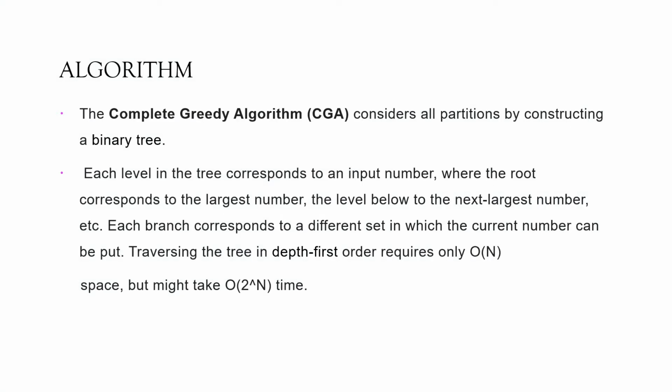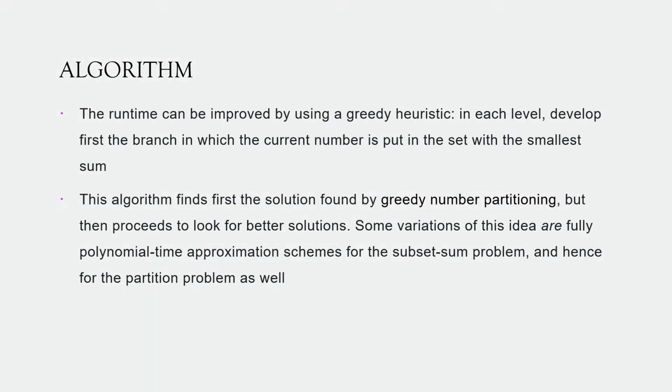While coming to the algorithm, the complete greedy algorithm considers all partitions by constructing a binary tree. Each level in the tree corresponds to an input number, where the root corresponds to the largest number, the level below the next largest number, etc. Each branch corresponds to a different set in which the current number can be put. Traversing the tree in depth first order requires only O(n) space, but it might take O(2^n) time. The runtime can be improved by using a greedy heuristic in each level.